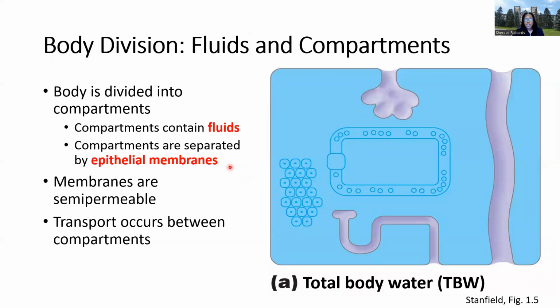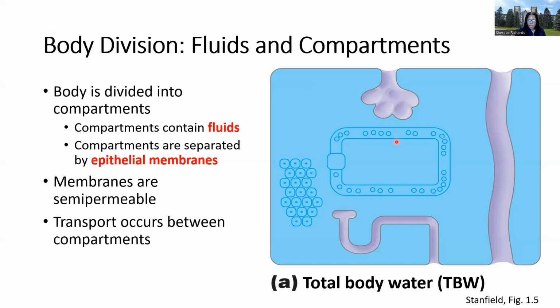Okay, let's move on to speak about the water compartments. Now that we understand the internal environment and the external environment, we can then talk about how water is distributed across those compartments. So the body is divided into compartments that contain fluid, which are called our fluid compartments. And these are separated by those same epithelial membranes that we described. So again, these membranes are semi-permeable in that some things can go through and others cannot. So transport will occur across these membranes, and this is how we can exchange water from these various fluid compartments.